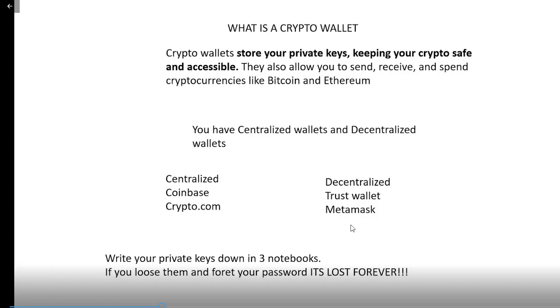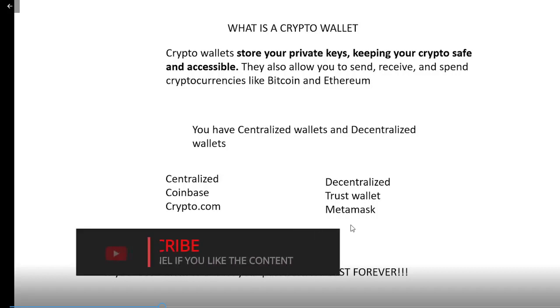Another rule of thumb that I follow: I write down all my private keys in a notebook, and then I write them down into other notebooks just in case I lose one notebook. I still have two others, or in case something happens to me, my loved ones dedicated in my will have access to those funds. Because if you do not have that, then it is lost forever. So keep that in mind as well.